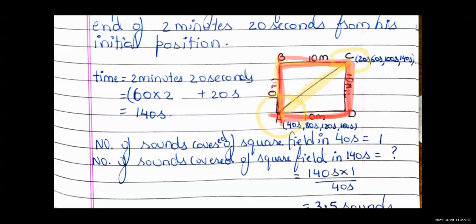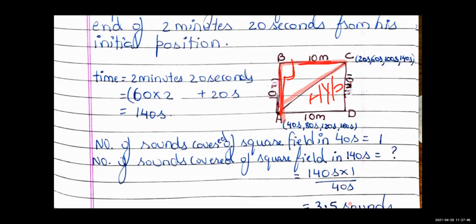So the shortest distance between the initial position A and final position C is AC. So we need to find AC. How will we find it, children? We can apply the Pythagoras theorem, which we have studied in maths, for triangle ABC. For triangle ABC, angle B is 90 degrees because it is a square. So AC is the hypotenuse, right? BC is 10 meters and AB is also 10 meters.